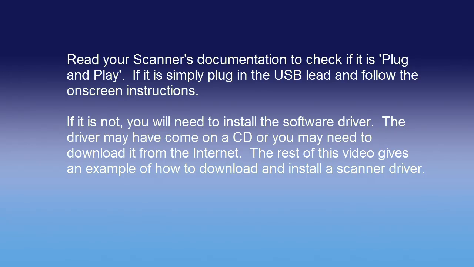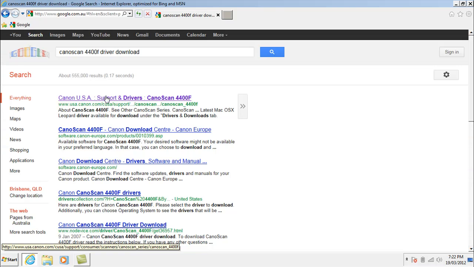Read your scanner's documentation to check whether it's plug and play or not. If it is, just plug in the USB lead and follow the instructions that you're given. If it's not, you might need to install the software driver yourself. The driver can either come from a CD that you've already been provided with, or you may need to download it from the internet. If you keep watching this video, you'll be able to see how to download a driver and then install it onto your laptop.